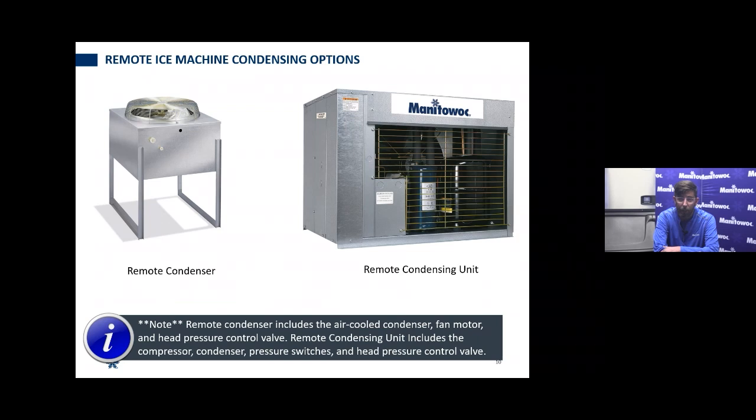On our machines, the contactor should be pulled in 5 seconds before pre-chill starts, through pre-chill, through freeze, and through harvest. So all of those steps, if you have a traditional remote, the fan motor should be running.